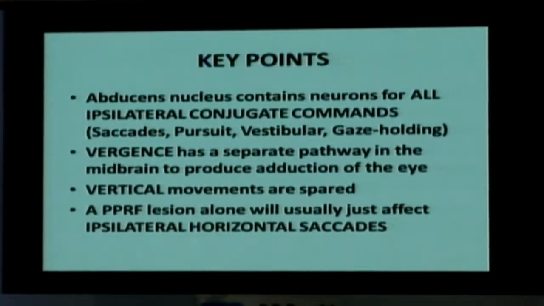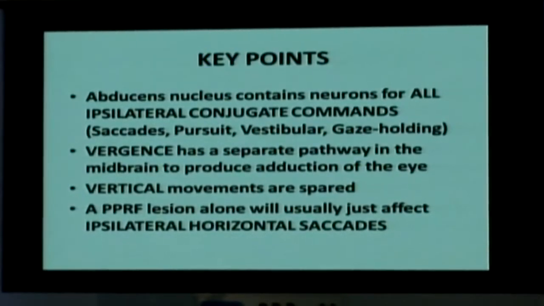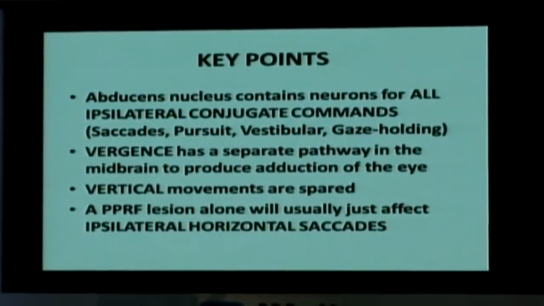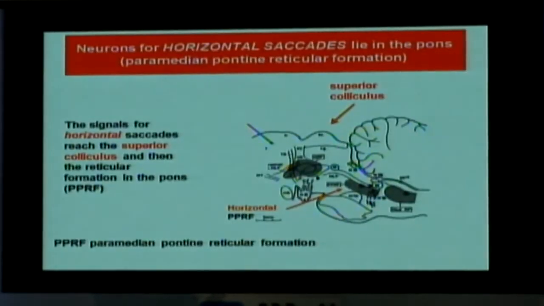Key points. The abducens nucleus contains neurons for all ipsilateral conjugate commands. Saccades, pursuit, vestibular, gaze holding. Vergence has a separate pathway in the midbrain to produce adduction of the eye. Vertical movements are spared, and a pontine paramedian reticular formation lesion, we'll talk about that in a second, just affects saccades, not everything else. So let's talk a little bit about saccades.